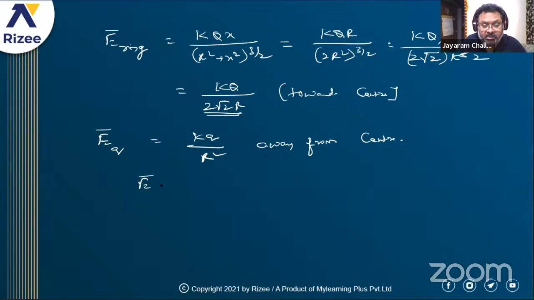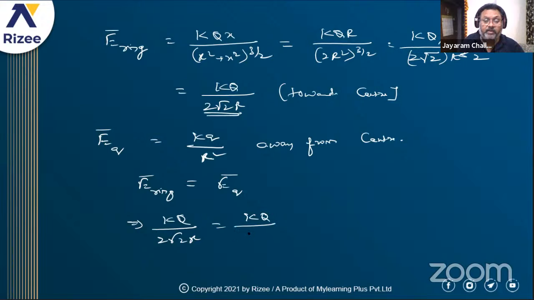So since net electric field is equal to 0, E ring minus E of the charge, both of them should be equal. What is the value of the ring? It is kq by 2 root 2 r, which is equal to kq by r square. So these two are being removed, please.